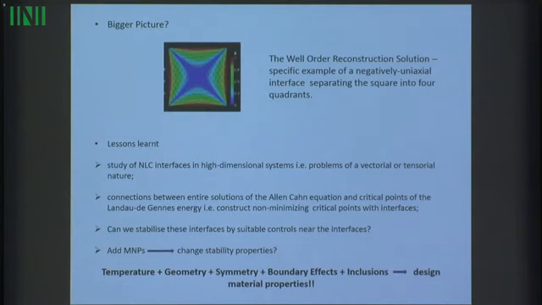And what's the bigger picture? Well, for me, the bigger picture is I think the well-ordered reconstruction solution is very interesting. It's interesting because hopefully from an applications point of view, it's a new state where you have this distinct defect cross, which effectively partitions the domain into 4 quadrants. From a mathematical perspective, this defect cross is actually a negatively ordered uniaxial interface in 3 dimensions. So it's an example of an interface in a higher dimensional problem. And mathematically, that's quite challenging. It also illustrates new connections between solutions of the Allen-Cahn equation and critical points of the Landau-de Gennes energy functional.